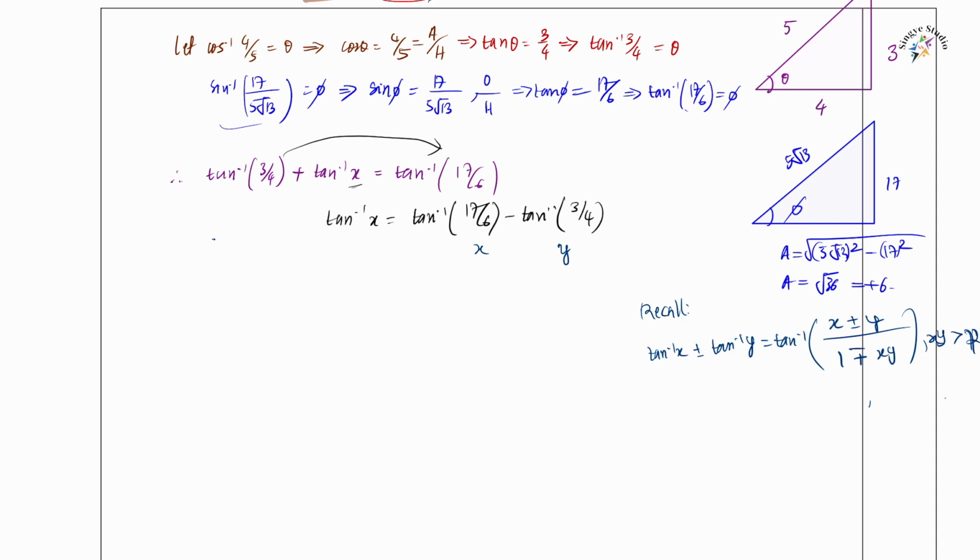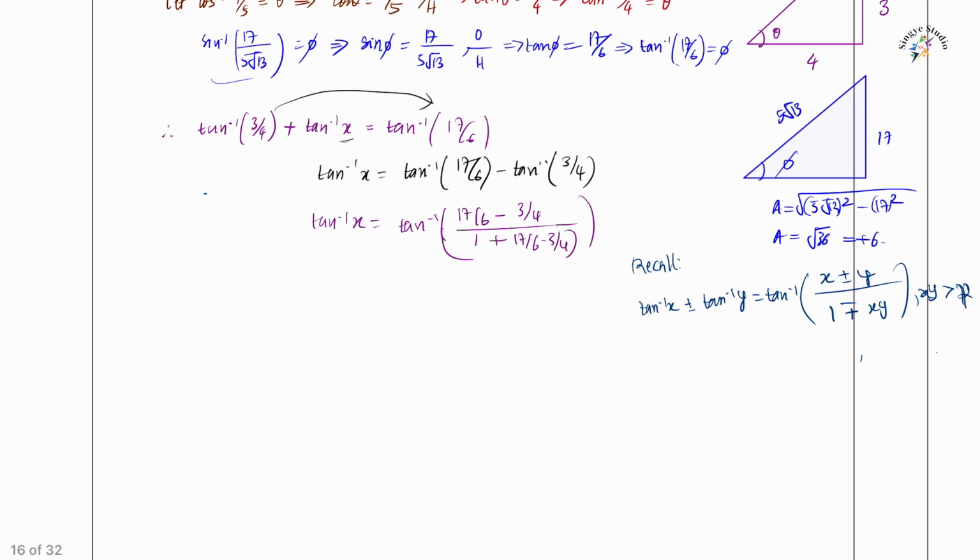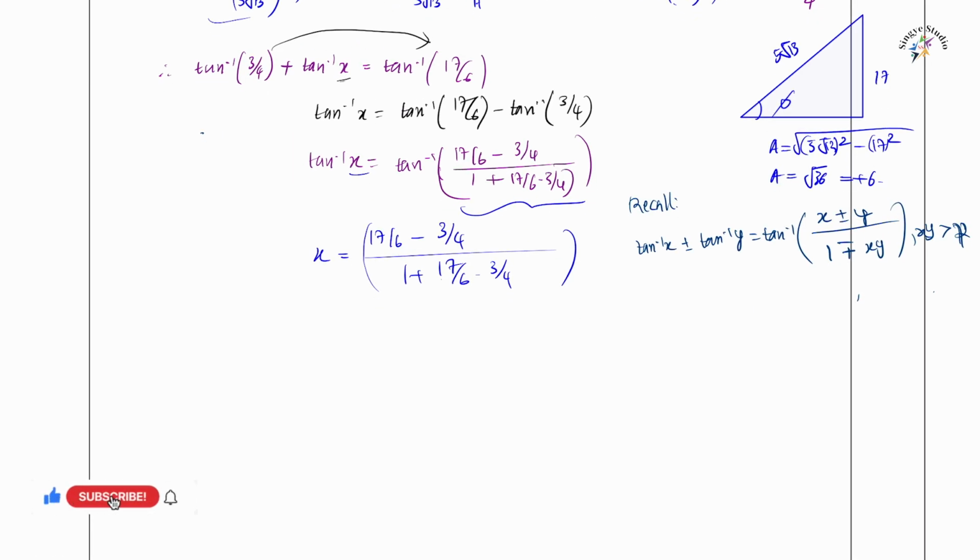Now by using this formula we can rewrite this as tangent inverse of x equals tangent inverse of 17 by 6 minus 3 by 4 divided by 1 plus 17 by 6 times 3 by 4. So x equals 17 by 6 minus 3 by 4 divided by 1 plus 17 by 6 times 3 by 4. This is the answer that you have to simplify.